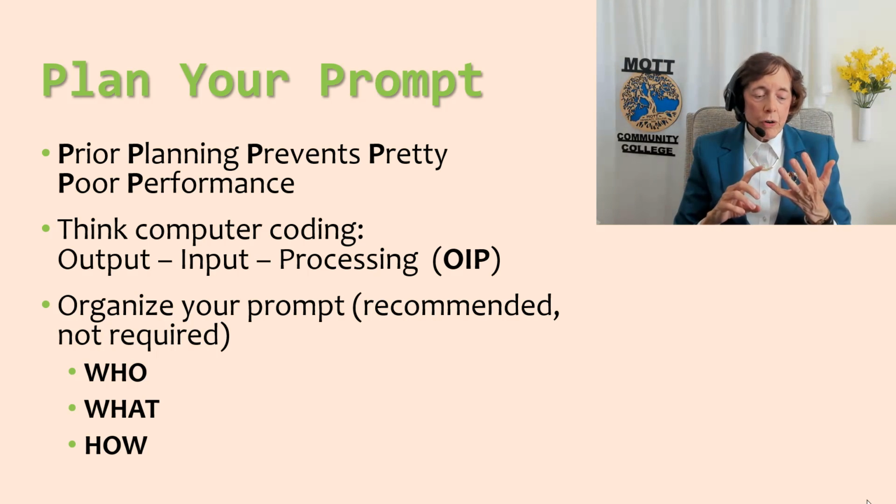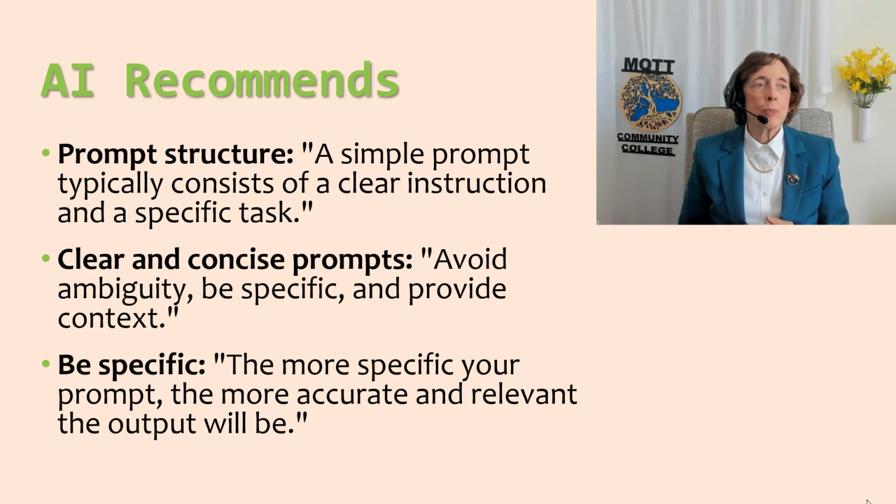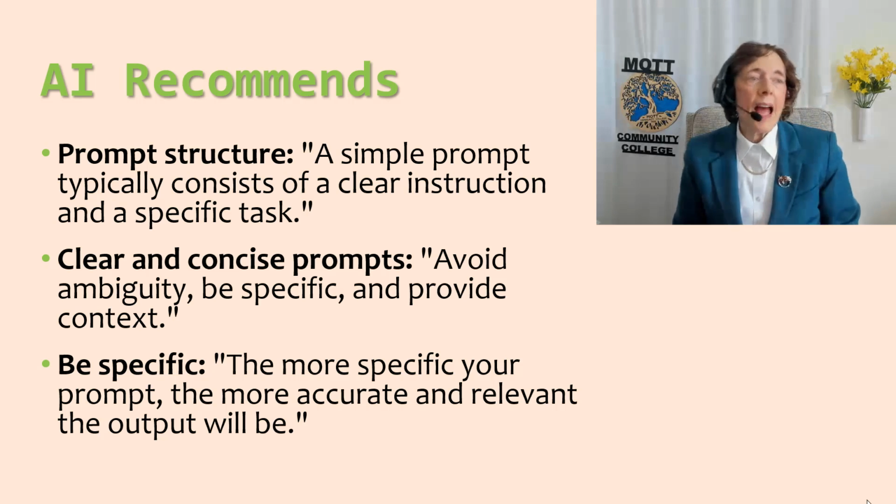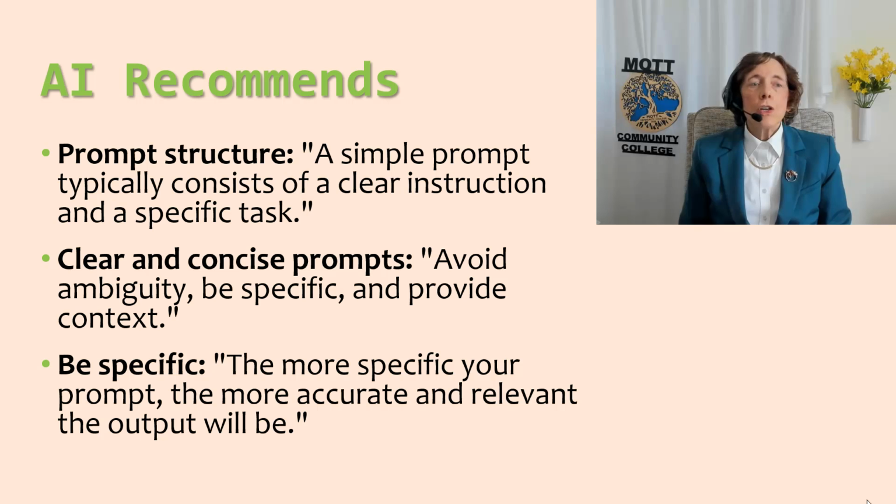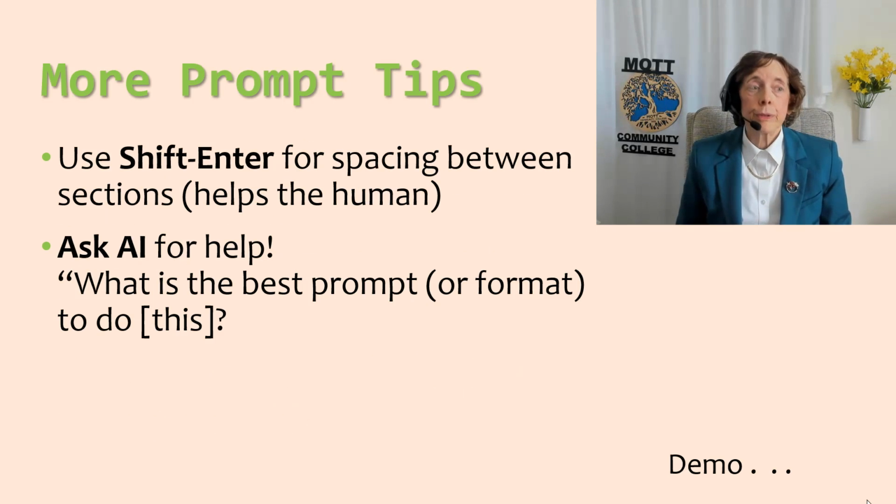I'll go in the order of who, what, and how. You should always tell AI who it is so it knows what to be an expert in. And then I ask AI, so what do you recommend for a good prompt? And it said it should consist of a clear instruction and a specific task. It should be clear and concise, specific, and the more specific you are, the better your output will be. And oh, that's true for sure.